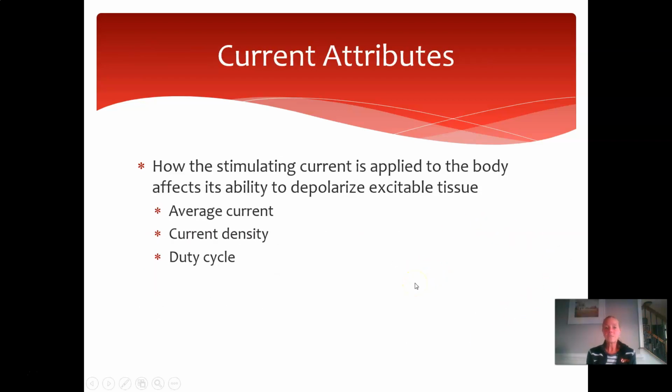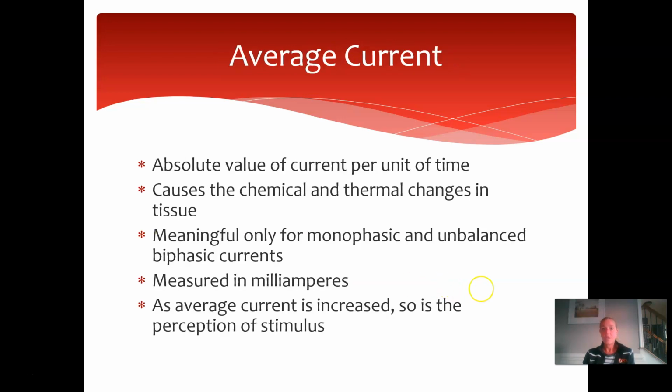So the last things we're going to talk about are how current is applied to the body. We're going to talk about average current, current density, and duty cycle. So average current is the absolute value of current per unit of time. This is what can cause some chemical and thermal changes in the tissue. This is meaningful for monophasic and unbalanced biphasic current. So this is only a property of our pulsed currents. It's measured in milliamps, and as the average current is increased, so is the perception of the stimulus.